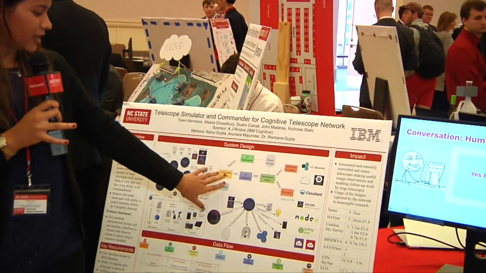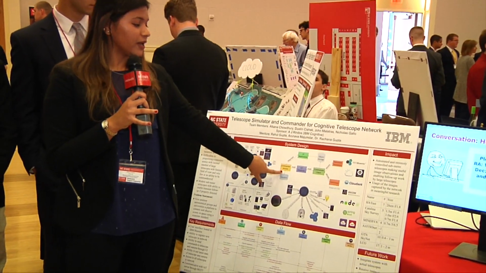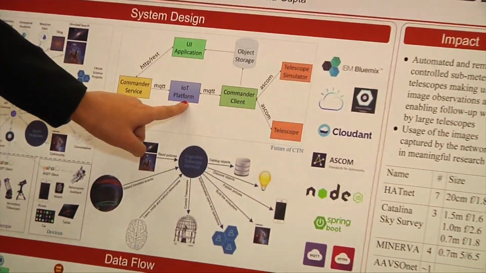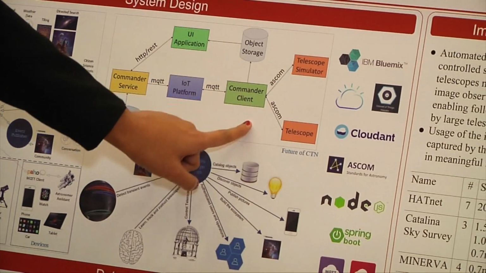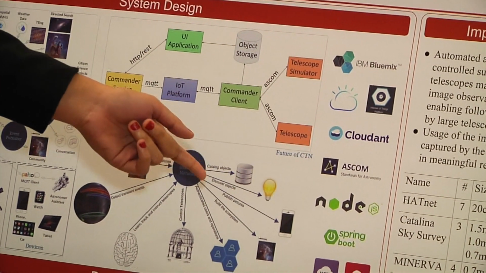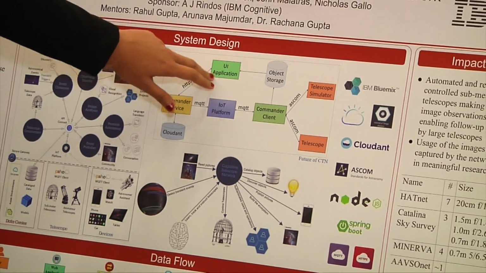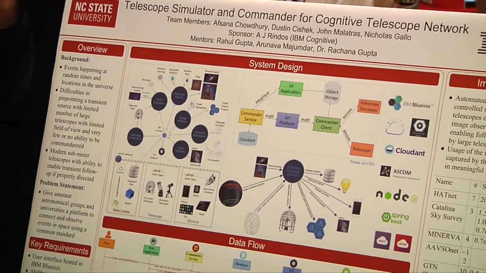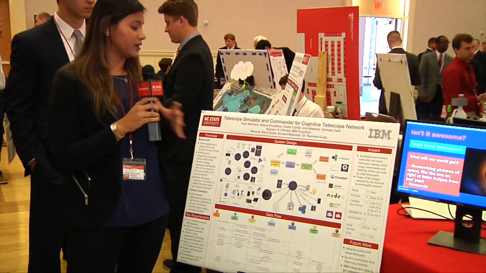Then there is the commander service, which is talking to the database, and then the IoT server, which we are implementing in our project, which is in the middle of everything. If you look at the poster, there is the IoT platform, and I'm talking about the commander service here. The commander service gets the command from the UI through the APIs, and then sends the command to the IoT platform. Then it goes to the commander client, and the commander client executes the command. What the user application does is get the command from the user and send it in a specific format to the commander service.